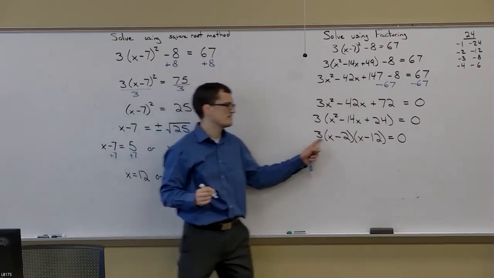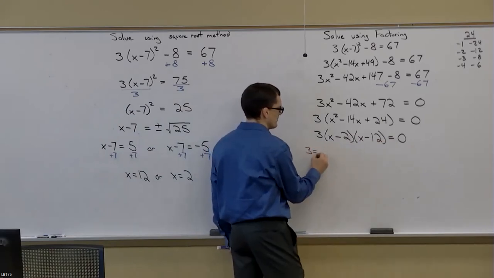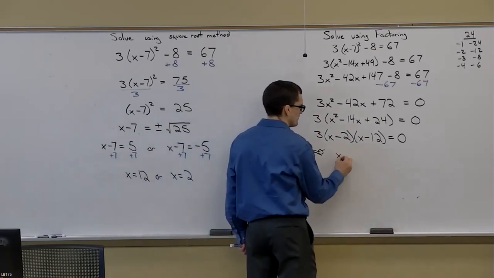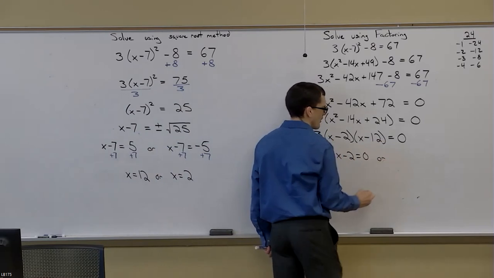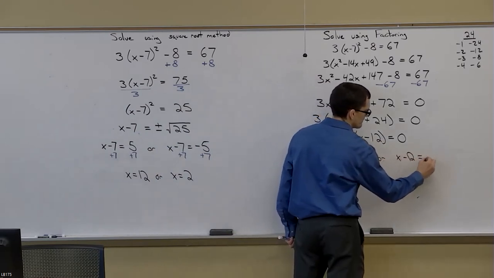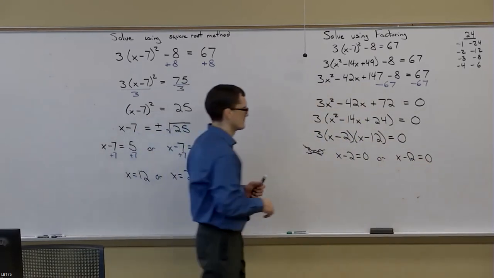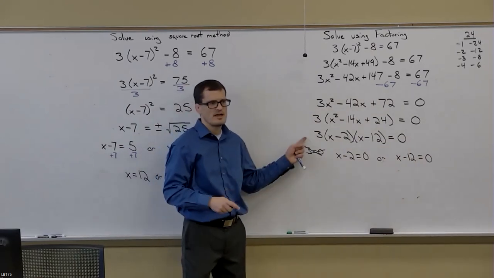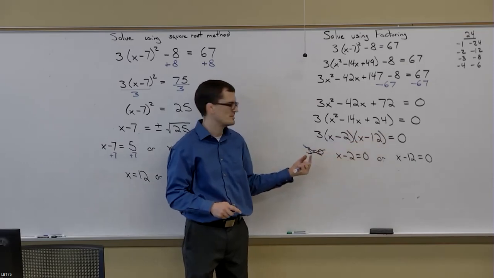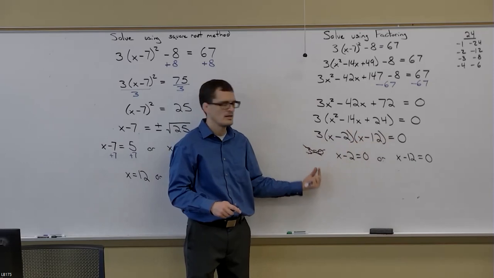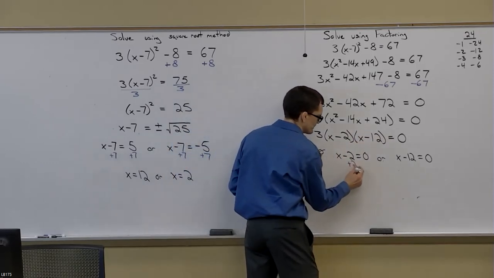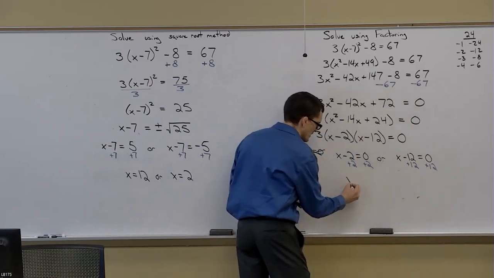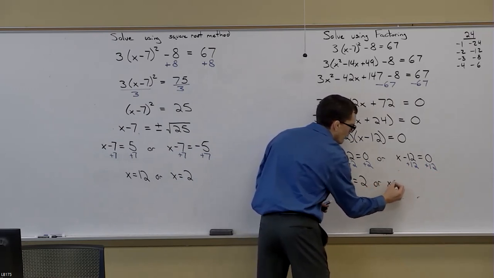Now, technically, we have 3 things that are multiplied to give you 0. And so either the first thing could be 0. Obviously, 3 is not 0, so that's not going to work. Or the second piece could be 0. Or the third piece could be 0. You guys understand what I'm doing there? I'm saying we have 3 numbers that multiply to give me 0, so one of them has to be 0. 3 can't be 0, so that's never going to give me a solution. But these other 2 give me 2 solutions. So either x is equal to 2 or x is equal to 12.